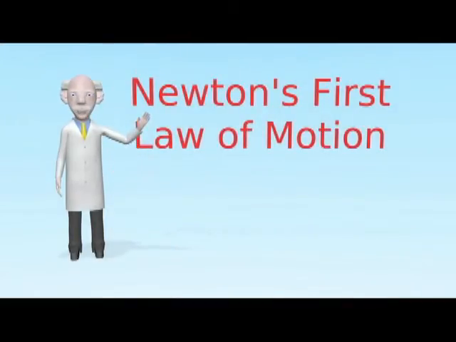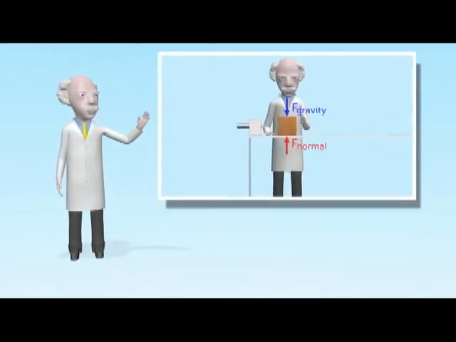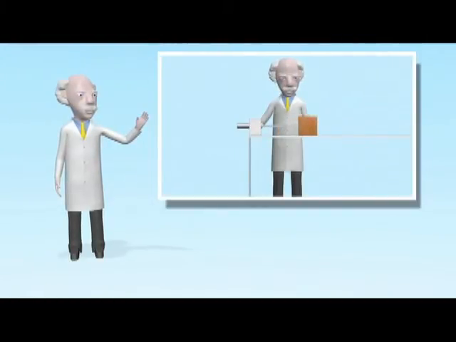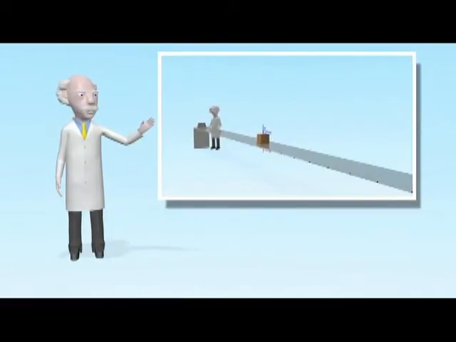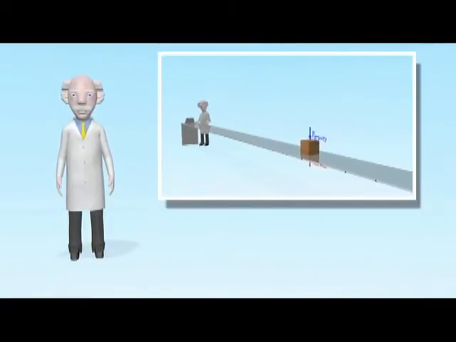So there we have Newton's first law of motion. In summary, we observed during our experiment that an object will continue in its state of rest unless acted upon by an unbalanced force. And we also observed that it will continue in its state of uniform motion in a straight line when all forces are in balance.